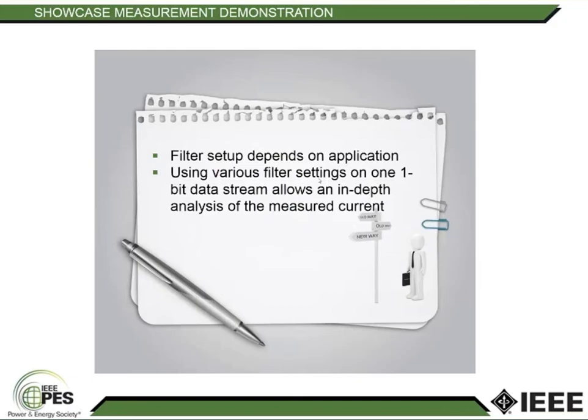Using various filter settings on a 1-bit data stream allows an in-depth analysis of the measured current. Basically what we saw, we can use the 1-bit data stream from only one sensing module to actually apply both a fast filter that gives you the opportunity to detect overcurrents and a slower and higher resolution filter that gives you the opportunity to control your IGBT. So both is possible with only one current sensing module.